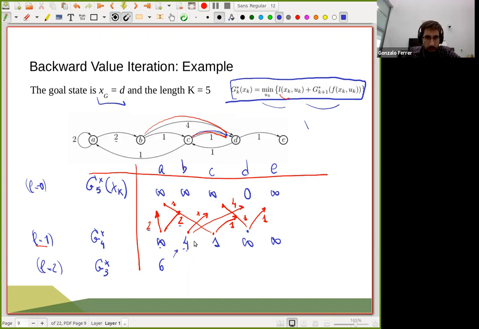What about B? From B, we could be reaching node C or node D. In this case, the cost to go for C is 1, and the cost to go for D is infinite. So we choose the one that costs 1, and then the cost is going to be 1 plus 1, 2. From this, it's going to be the same.